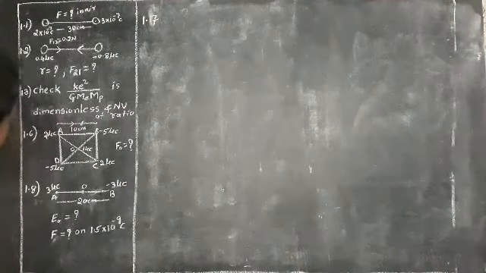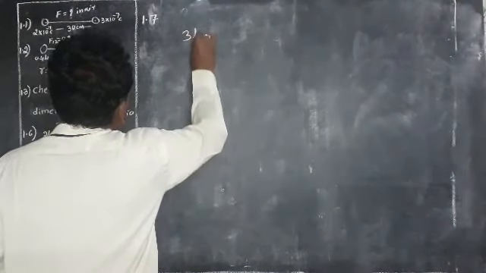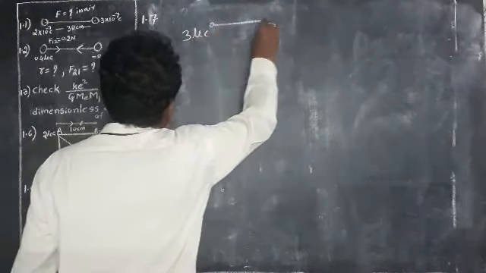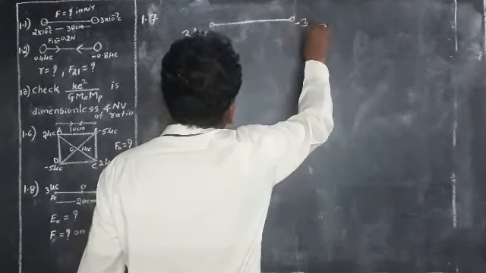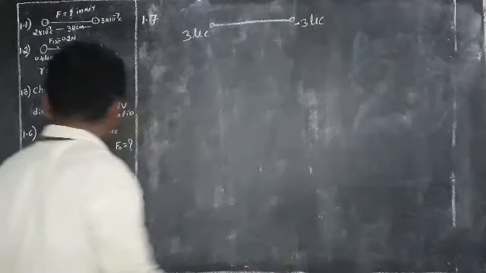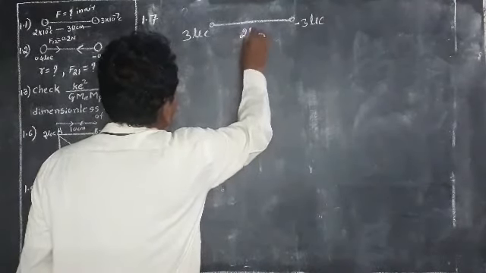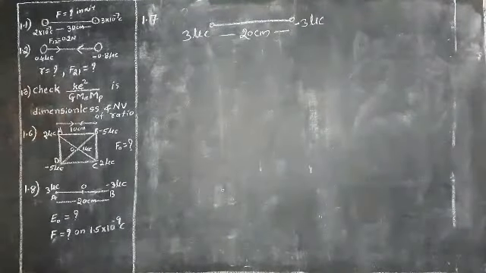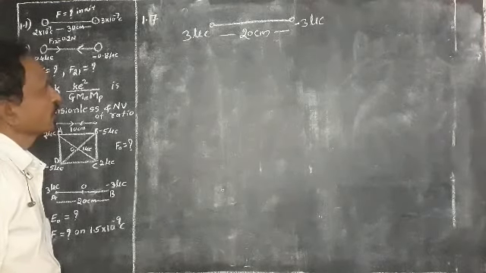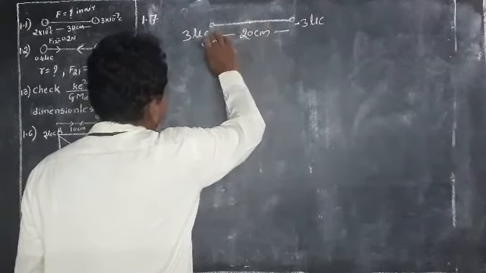Here, two charges, 3 microcoulomb and -3 microcoulomb are placed in air 20 centimeter apart. Then calculate what is the electric field at the center of these two charges.